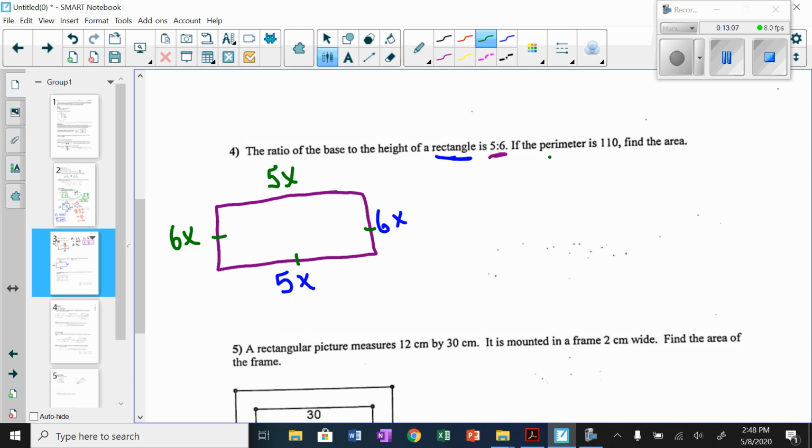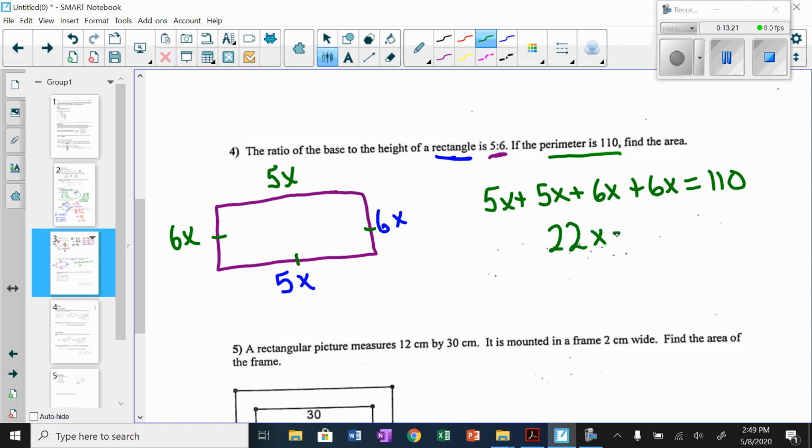And now it's saying not the area, the perimeter is 110. So what does that mean? It means 5x plus 5x plus 6x plus 6x equals 110. This is going to give us 22x equals 110, and x will equal 5. Now that we know what x is, we can go back and plug in to find the dimensions. So 5 times 5 is 25, 6 times 5 is 30.